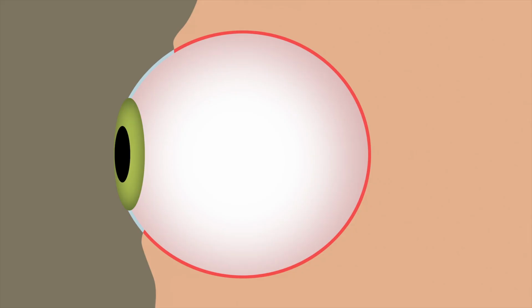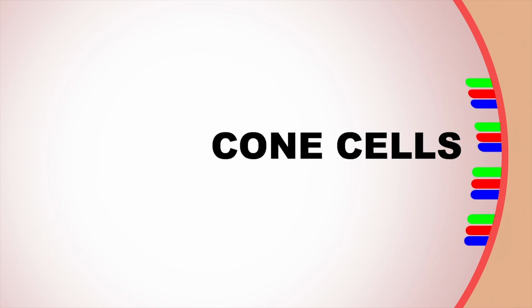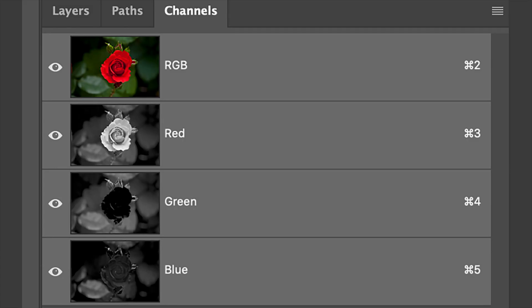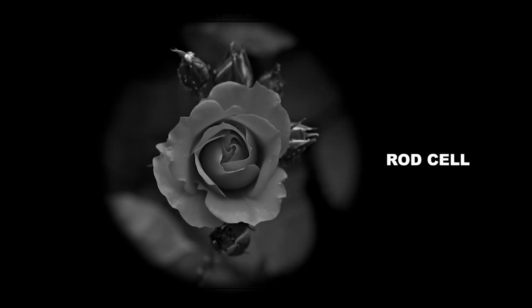Let's take a short look at how the human eye perceives colors. Inside our eye, we have light-sensitive rod cells and color-sensitive cone cells. The cone cells have red, green and blue receptors, just like we know from digital cameras and the channels in Photoshop. There is a big difference between how the color-sensitive red and green cone cells perceive the rose and how it's rendered in the rod cells.